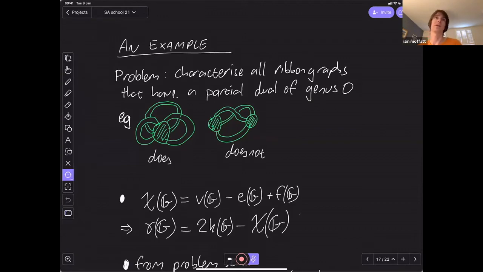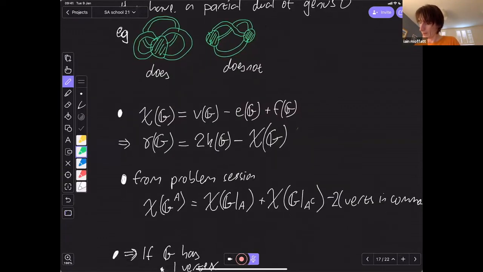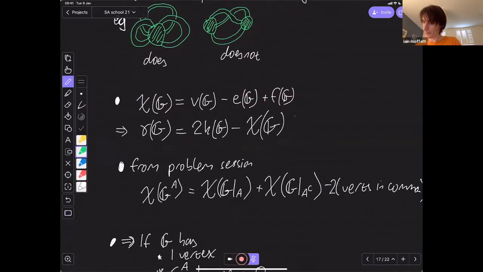So how can I do that? Well, let's come back to this formula for the Euler genus, which was V minus E plus F, so vertices minus edges plus number of boundary components. That was our Euler characteristic. And then the Euler genus was just twice the number of components minus this parameter.